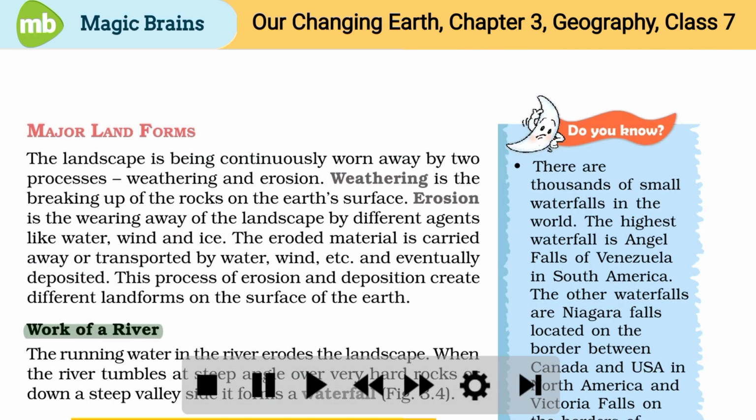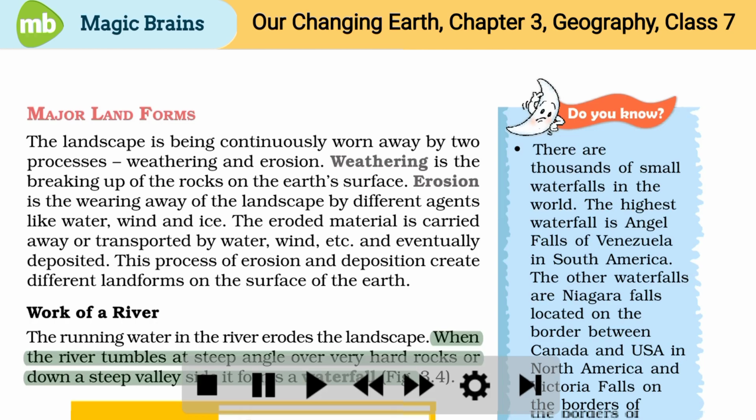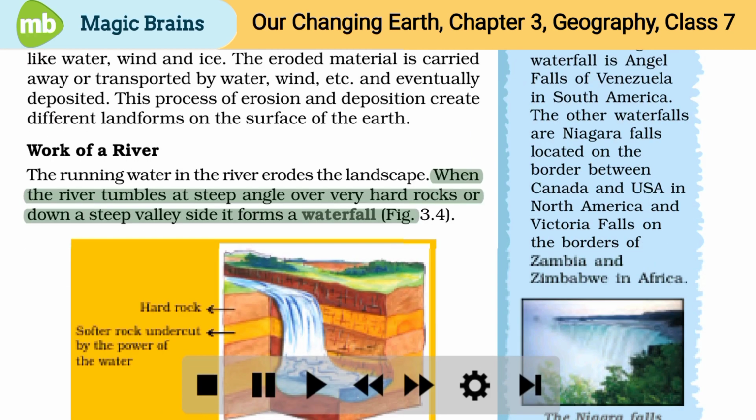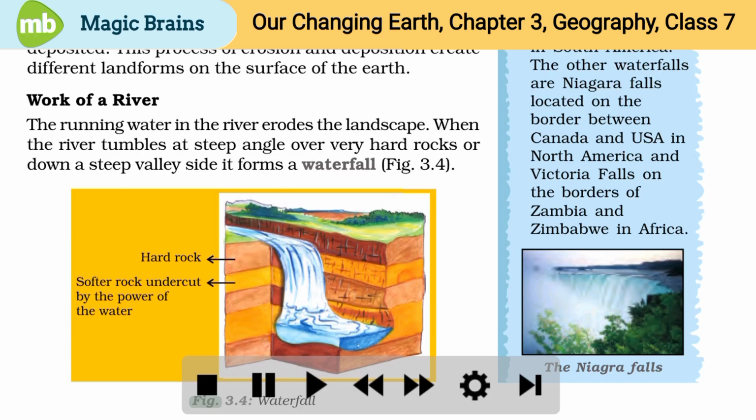Work of a river. The running water in the river erodes the landscape. When the river tumbles at steep angle over very hard rocks or down a steep valley side, it forms a waterfall. Below this, we have a diagrammatic representation of waterfall. We see some hard rock, we see softer rock undercut by the power of the water, and we see a lot of water gushing down.